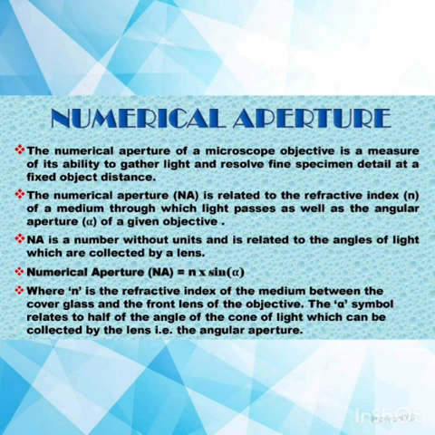A value that ranges from 1 for air to 1.51 for specialized immersion oils. Many authors substitute the variable alpha or mu in the numerical aperture equation. From this equation, it is obvious that when the imaging medium is air, that is the refractive index small n is equal to 1, then the numerical aperture is dependent only upon the angle mu, whose maximum value is 90 degrees.